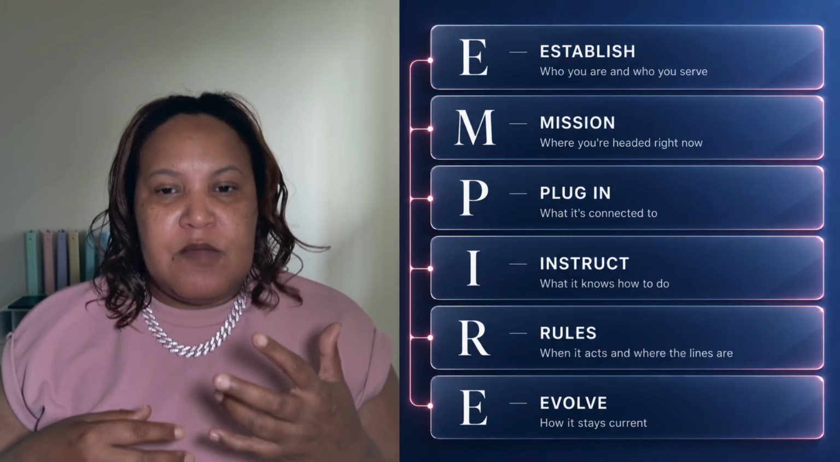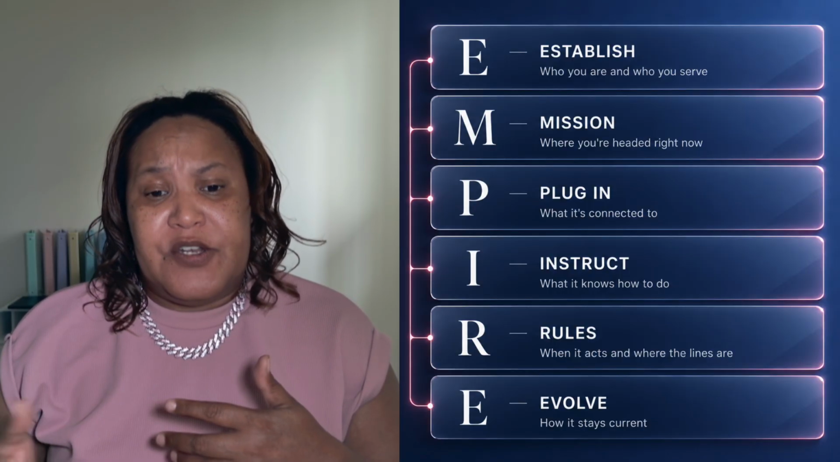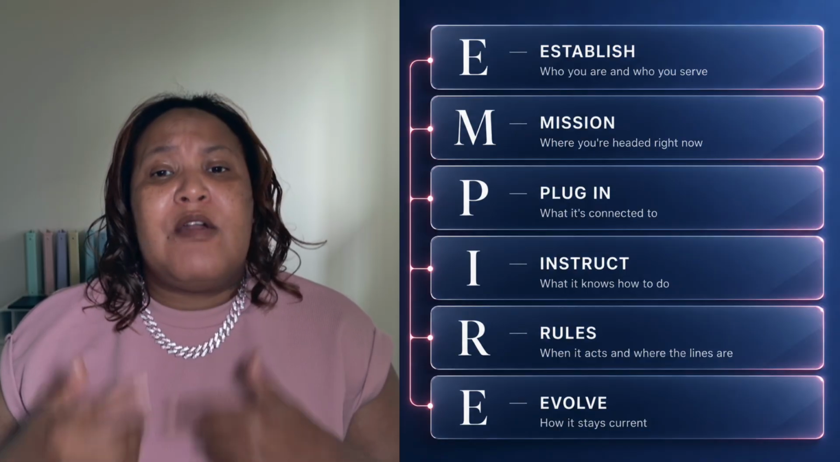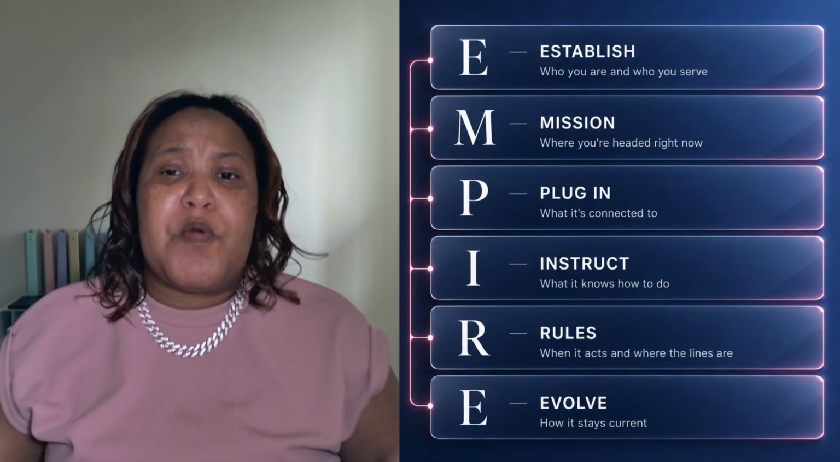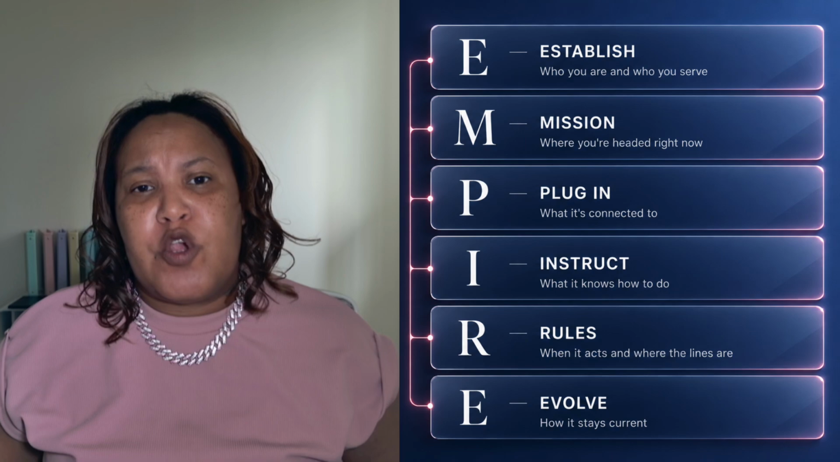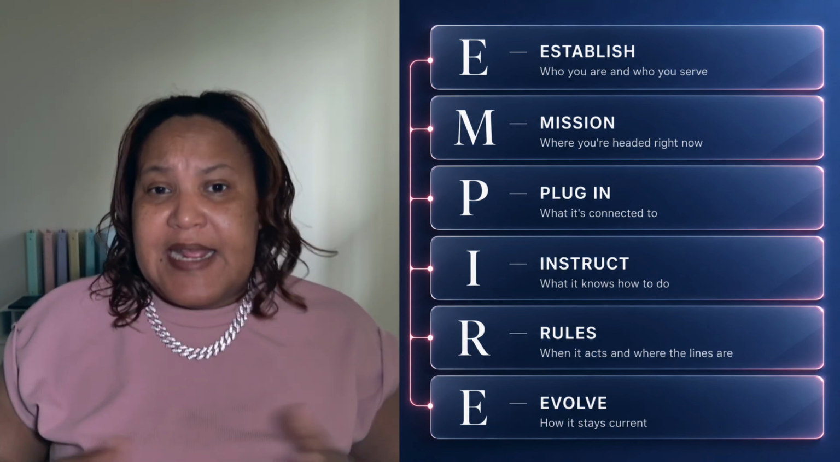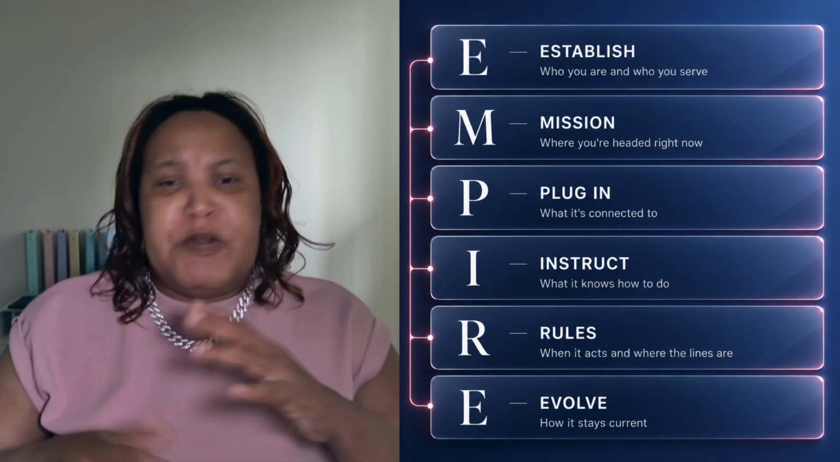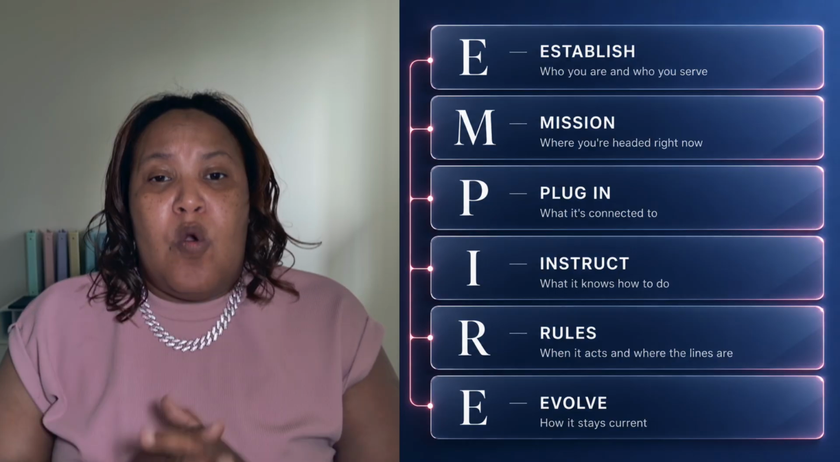So you need to let them know what they can do and what they can't do. And then evolve, like how does this stay current? What is your process for making sure your files stay updated and current and they're not producing content on outdated information? So it's like the framework in which I think. I don't necessarily set my files up like this. It's just my thought process, this Empire Framework.